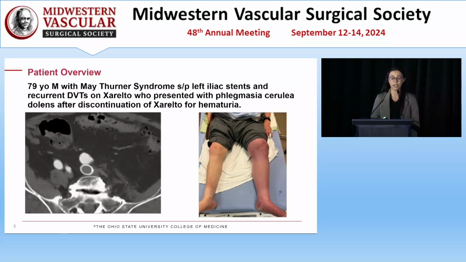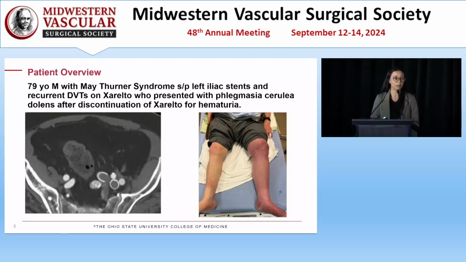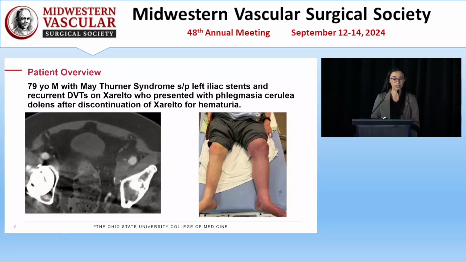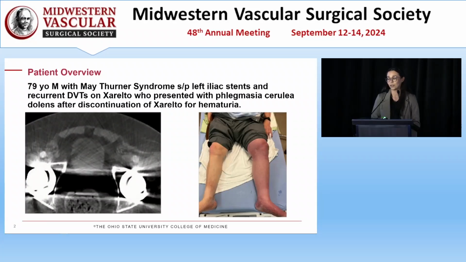Upon review of the CT scan, we were concerned that the stents appeared to be misplaced, and more concerning, they appeared to be discontinuous from one another. And then on the other side, you can see the patient's leg on presentation.